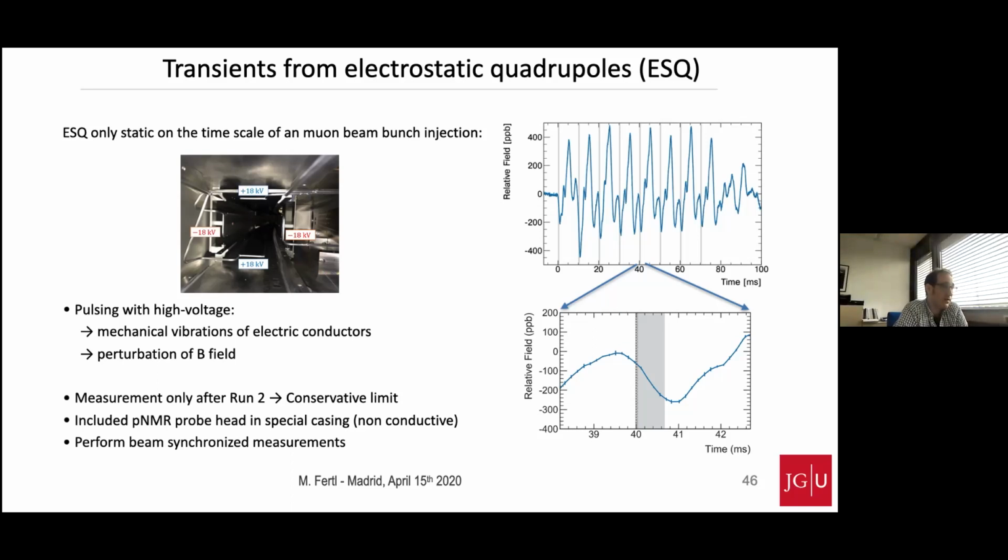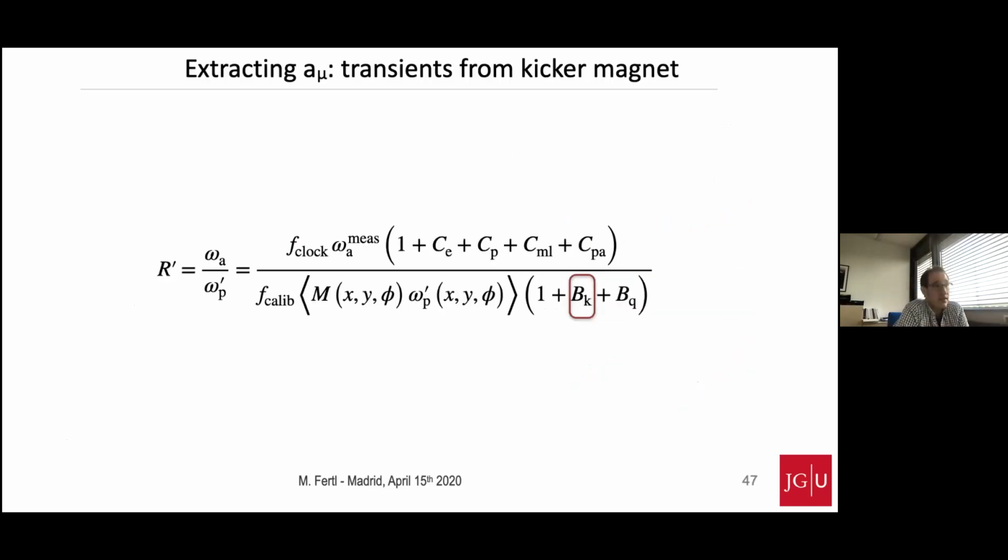We only detected this effect after run 2, and so we had to put a very conservative limit on this effect, and we had to correct by 70 parts per billion the measured field or the extracted field with a large uncertainty of roughly 90 parts per billion. The second transient that we have to deal with is from the kicker.